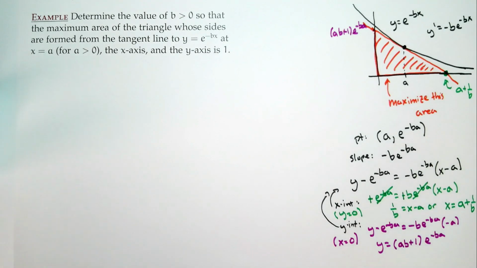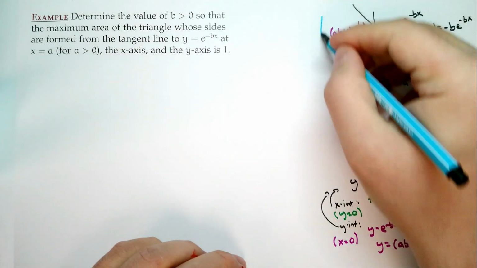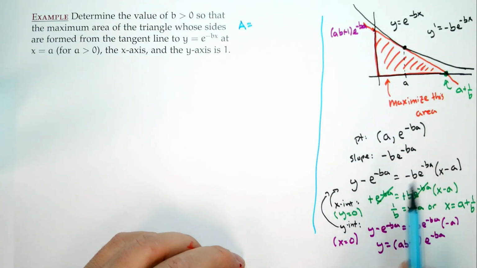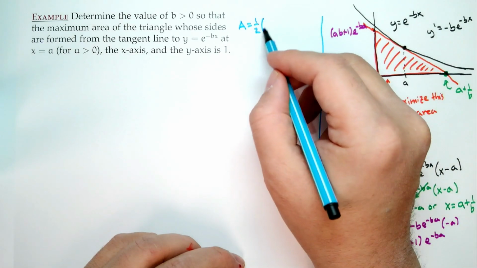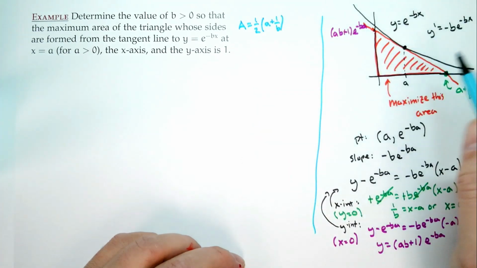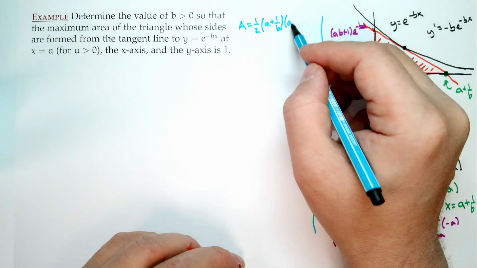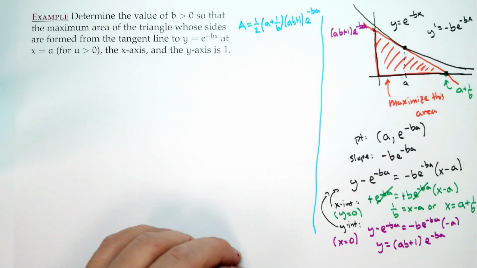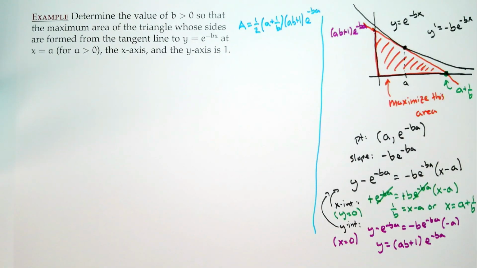Well, now what? The next thing is to say, well, what's the area of the triangle? Because we're after trying to maximize the area of the triangle. So, we can say that our area is equal to 1/2 the base, which is this value, a plus 1 over b, times the height, which is this value, ab plus 1 times e to the minus ba. All right, so that's our area for any choice of a and any choice of b.